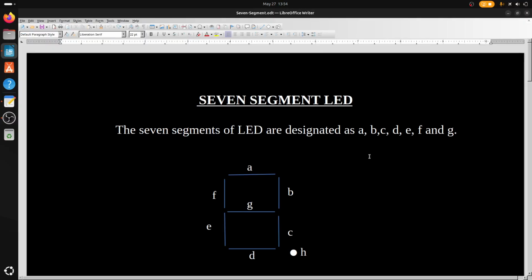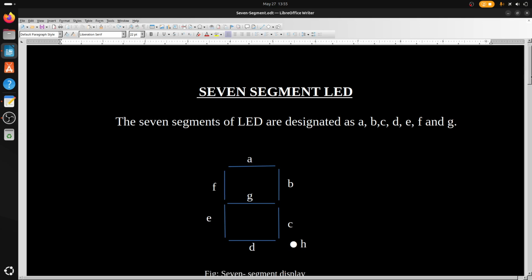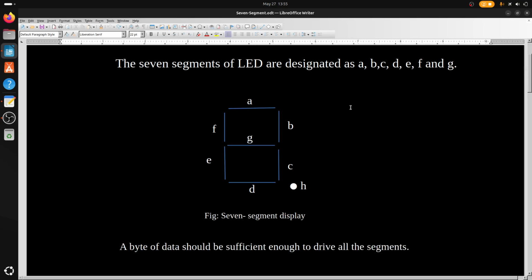So this is the sixth class on Cortex M4. Today I'm going to teach about the 7-segment display. The 7-segment display, as we know, is composed of several leads, and each lead has two terminals, anode and cathode. Anode is usually connected to the positive terminal and the cathode to the negative.